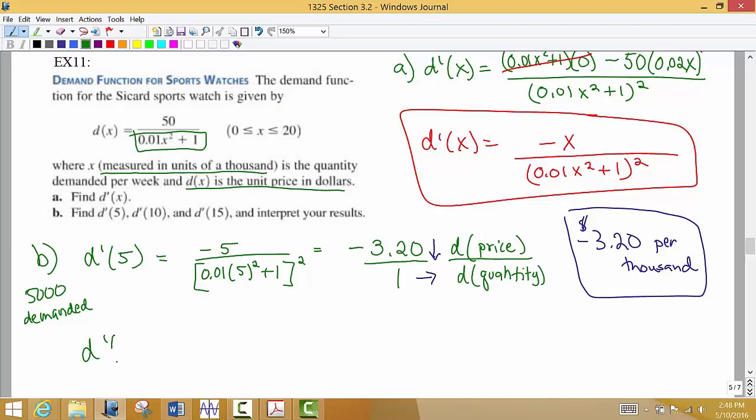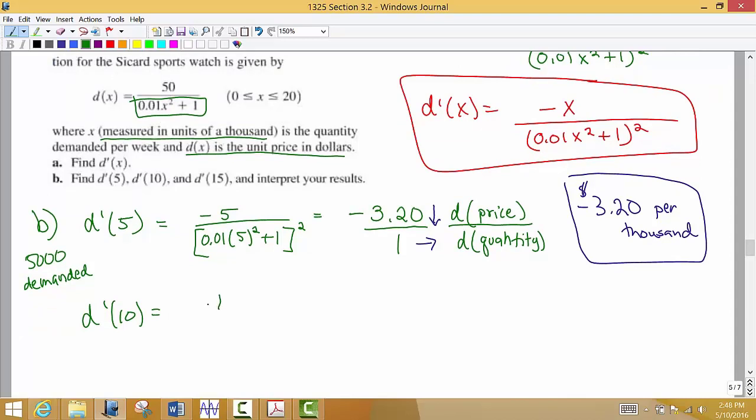So let's find d prime of 10. I'm going to put 10 in place of x. Okay, I'm going to throw all that into my calculator and I get negative 2.50 over 1. Think about that as a fraction, so change in price divided by change in quantity. So if I'm currently selling 10,000 units, so if 10,000 units are demanded, at that particular level of demand, if I decrease my price by $2.50, then I will sell 1,000 more units.